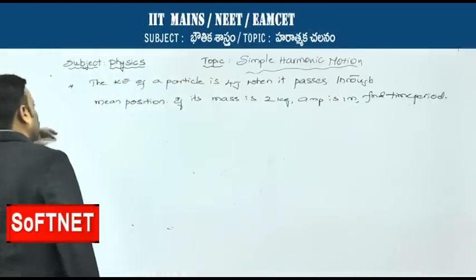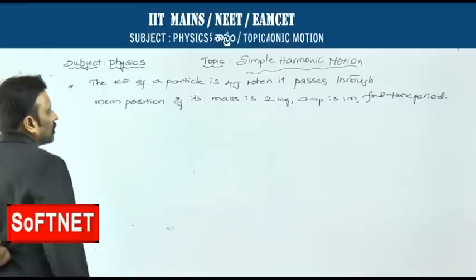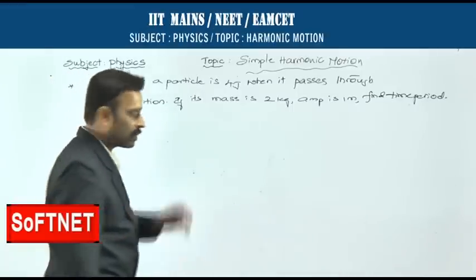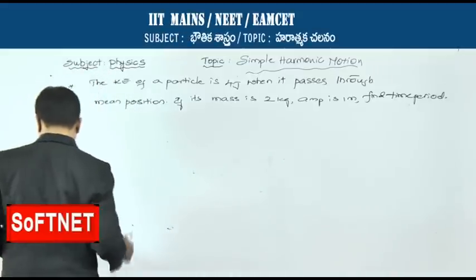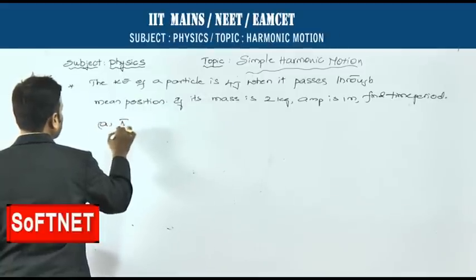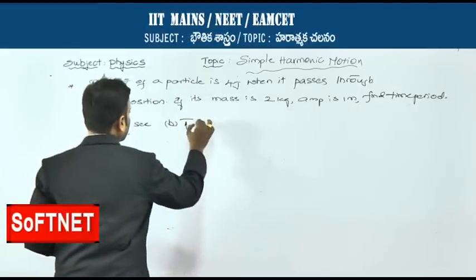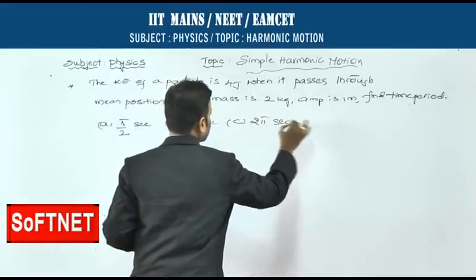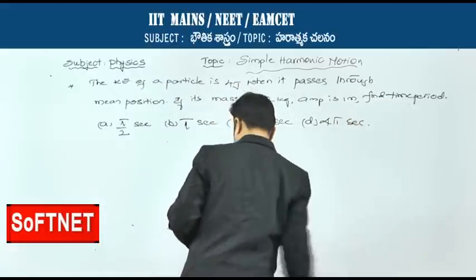The kinetic energy of a particle is given as 4 joules when it passes through its mean position. The mass of the particle is given as 2 kg with amplitude 1 meter. You are asked to calculate its time period of revolution. Now, the given options are, first one pi by 2 seconds, second one pi seconds, third one 2 pi seconds, and the last one as 4 pi seconds.